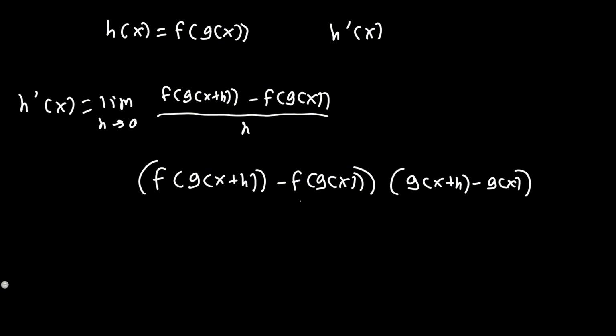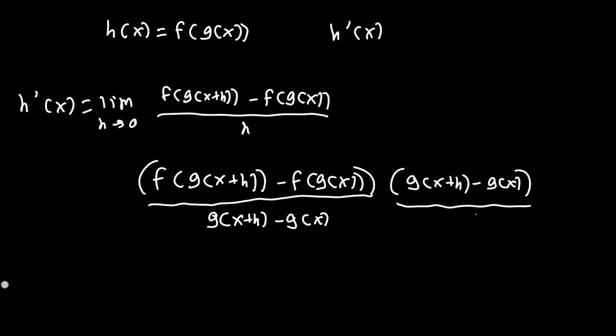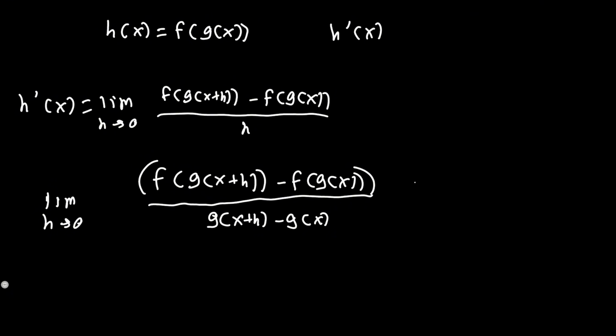And since it's all divided by h, we could pretty much split it into different fractions, right? And we could rewrite this as g of x plus h minus g of x over h, and we have the limit as h approaches 0. We see that this portion right here is going to become g prime of x. So we could just replace that with g prime of x.